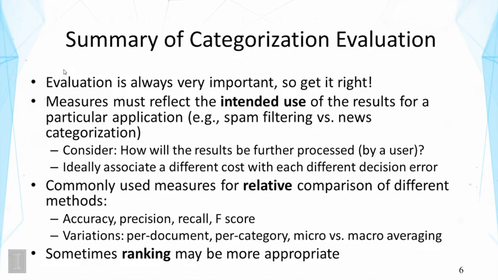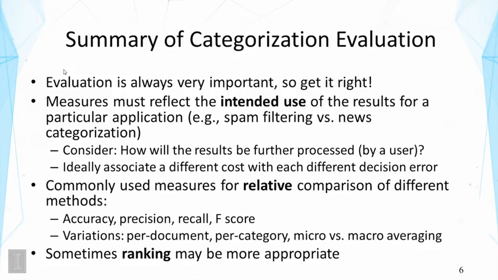Some commonly used measures for relative comparison of different methods are the following. Classification accuracy is very commonly used, especially for a balanced test set. Precision, recall, and F-scores are commonly reported to characterize the performance from different angles. There are also variations like per-document evaluation and per-category evaluation, and then taking an average of all of them in different ways, micro versus macro averaging.